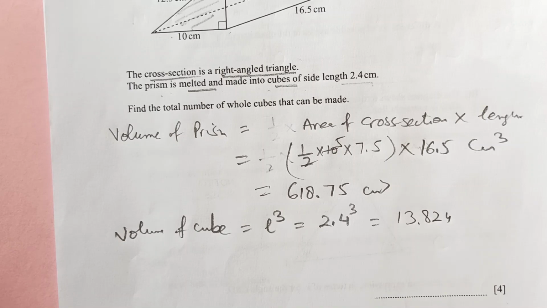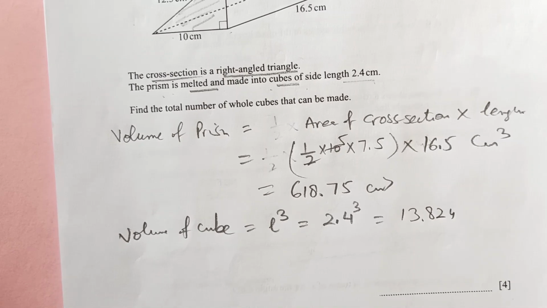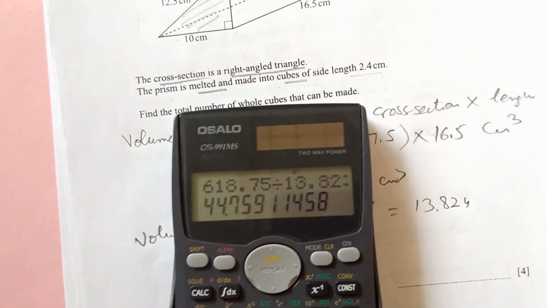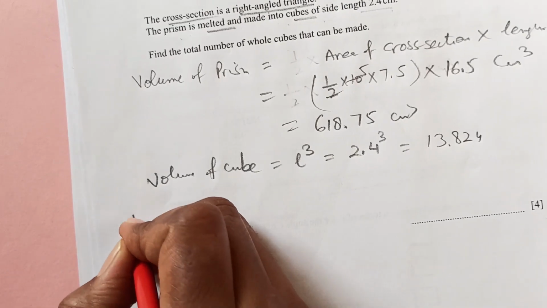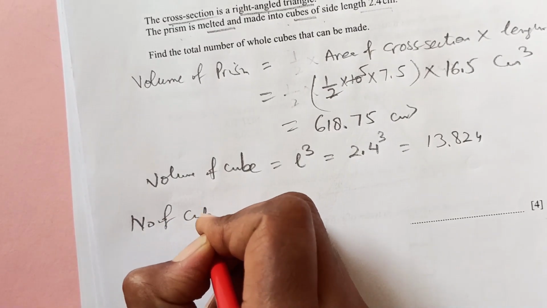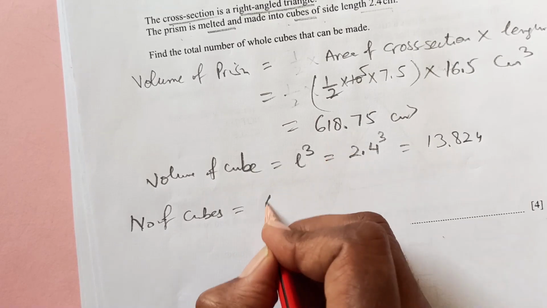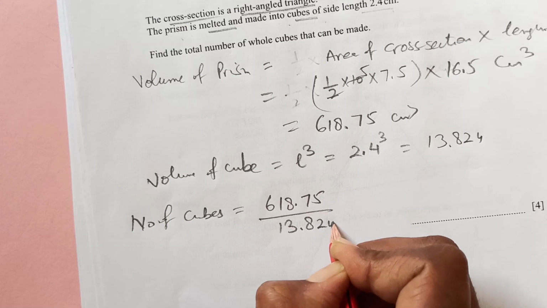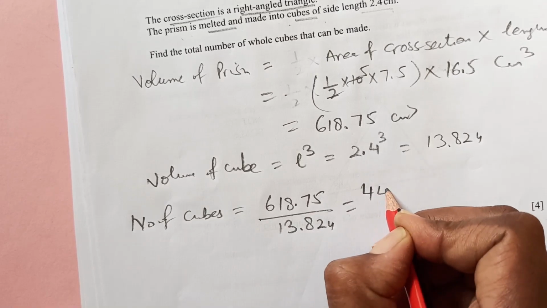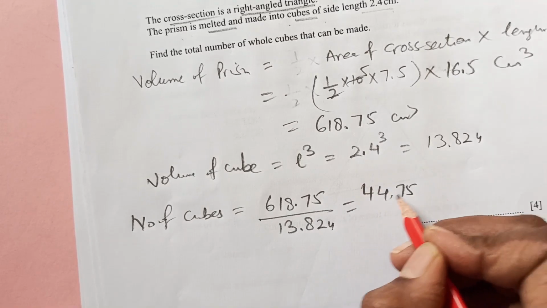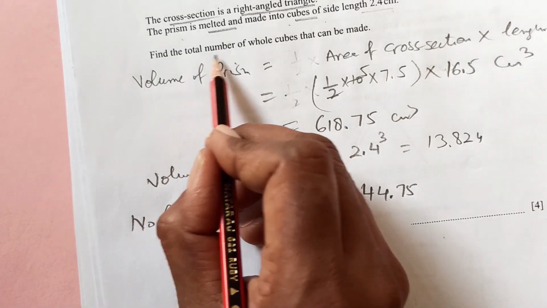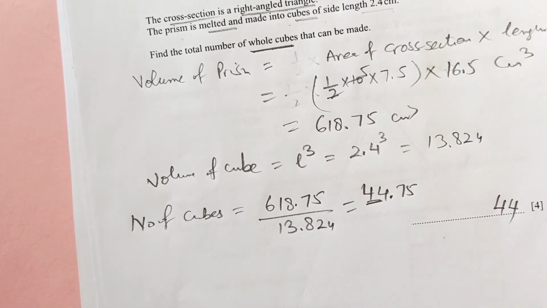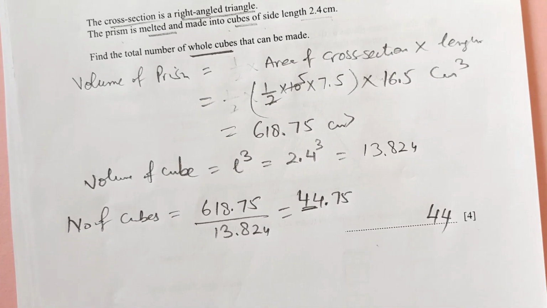618.75 divided by 13.824. So when you divide this, the number of cubes is going to be 618 divided by 13.824. This comes out to be 44.75. This is the number, but the question says find the total number of whole cubes. So whole cubes will be 44. So the final answer is going to be 44, right?